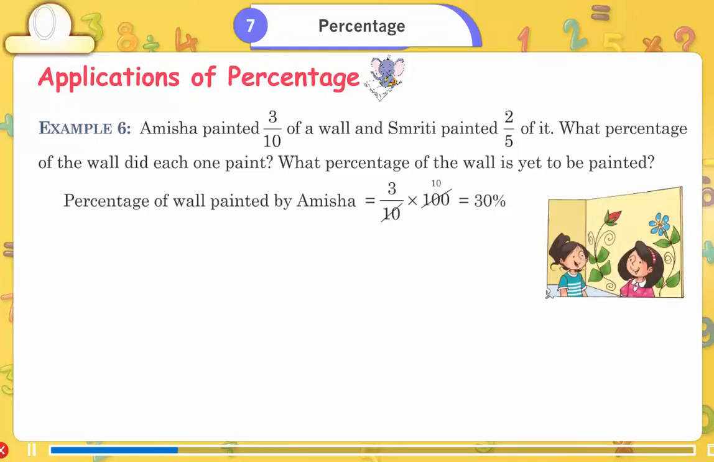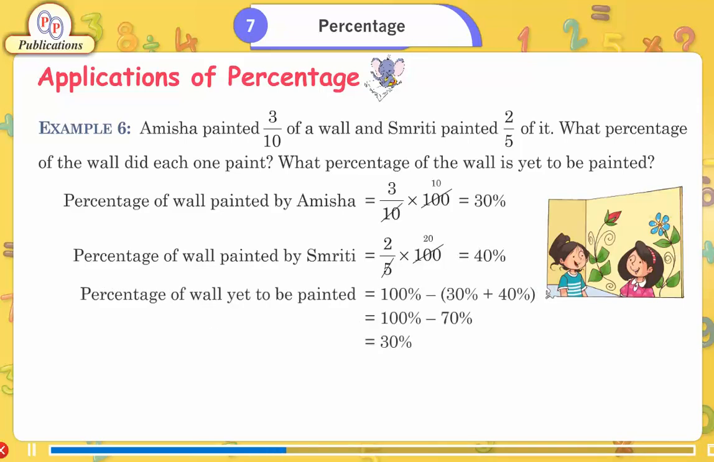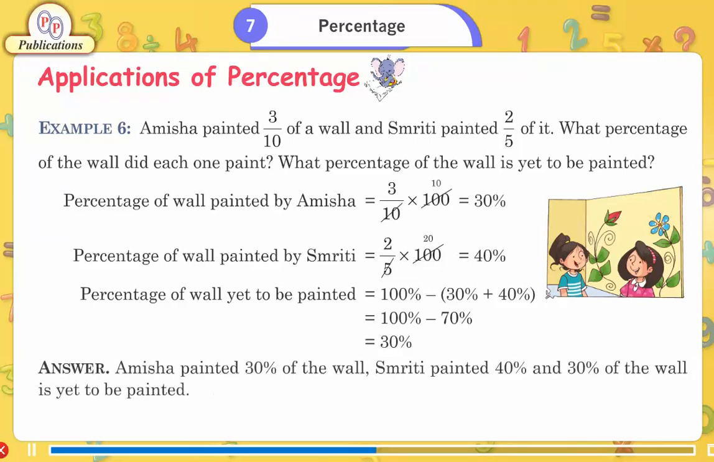Percentage of wall painted by Amisha, 3 by 10 multiplied by 100 is equal to 30%. Percentage of wall painted by Smriti, 2 by 5 multiplied by 100 is equal to 40%. Percentage of wall yet to be painted is equal to 100% minus 30% plus 40% is equal to 100% minus 70% is equal to 30%. Answer: Amisha painted 30% of the wall. Smriti painted 40%, and 30% of the wall is yet to be painted.